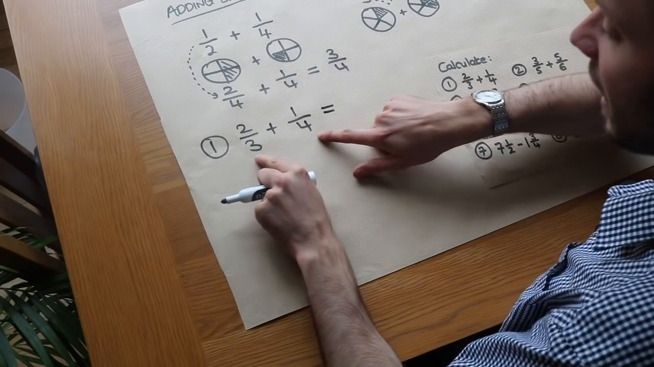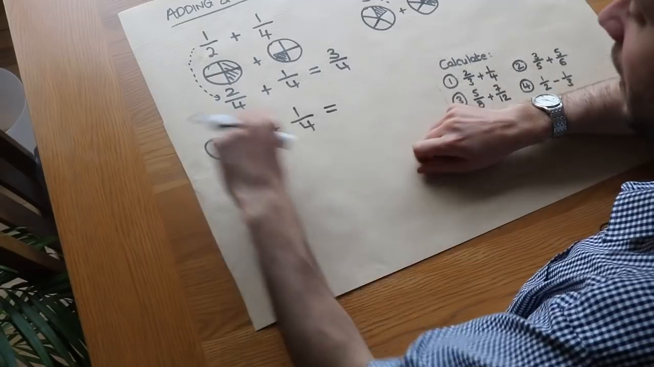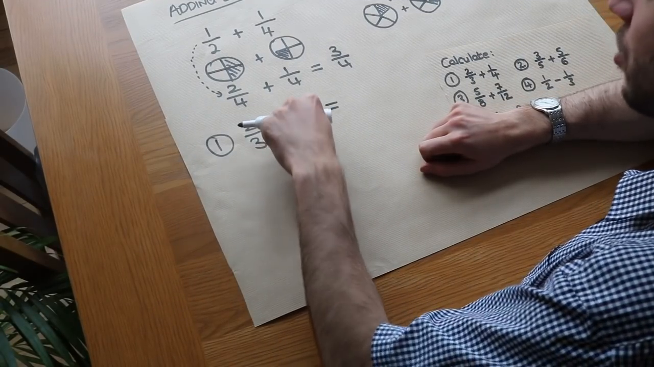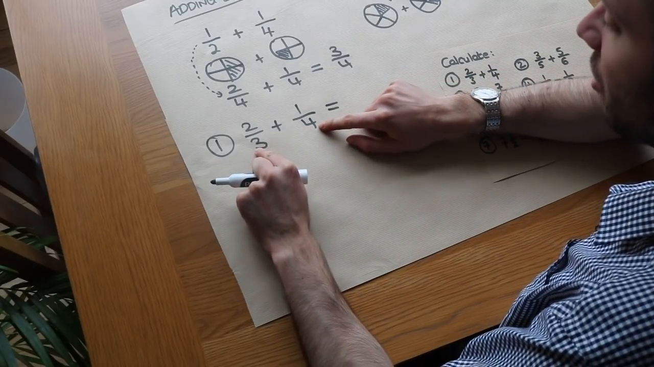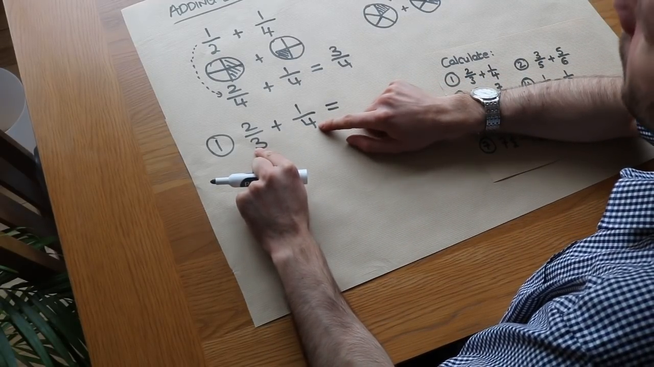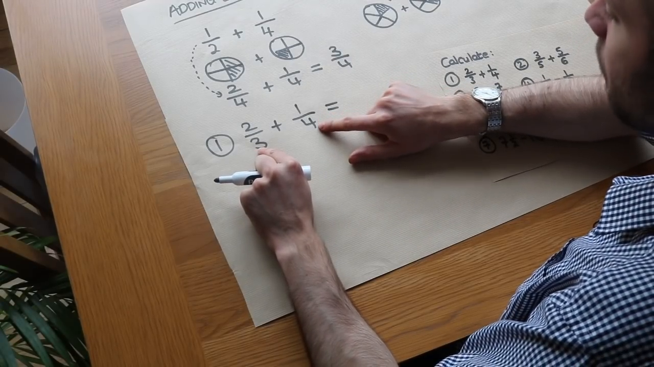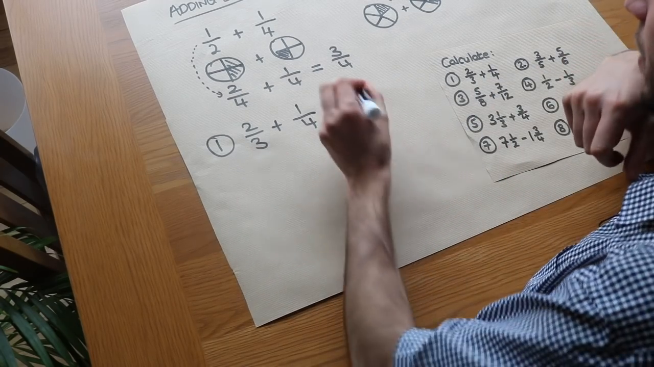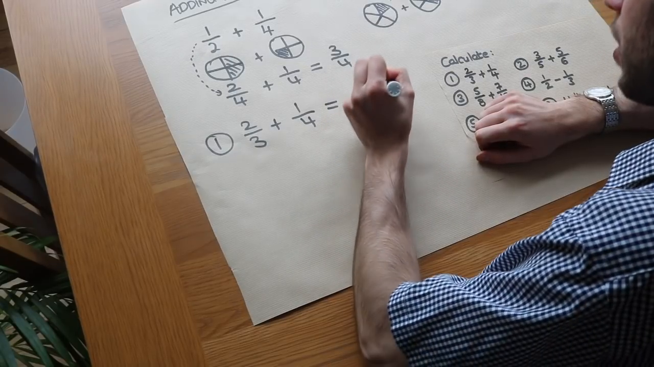Now I need to have the same denominator. So we need to find equivalent fractions of each. And we need to multiply the top and bottom of this fraction by something, and the top and bottom of this fraction by something, so we end up with the same denominator. And basically we're looking for the lowest common multiple of 3 and 4. What do 3 and 4 both go into? We need a multiple of 3 and a multiple of 4 that's the same number. Well, they both go into 12. So we want them both over 12.